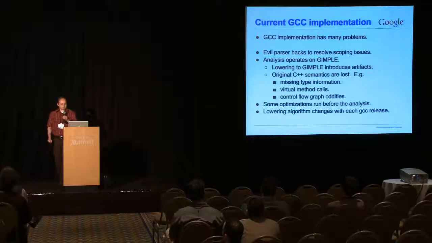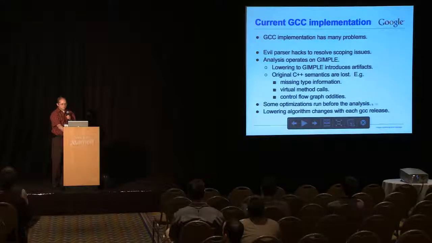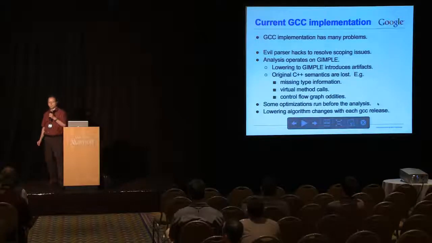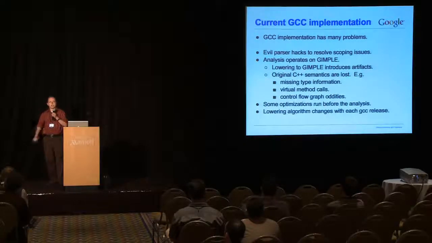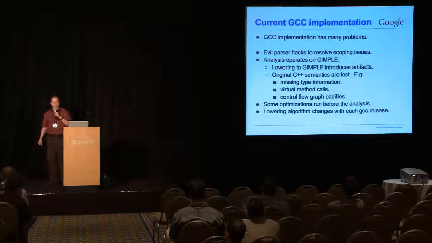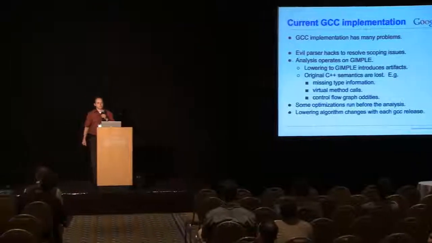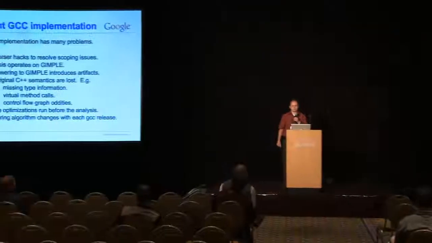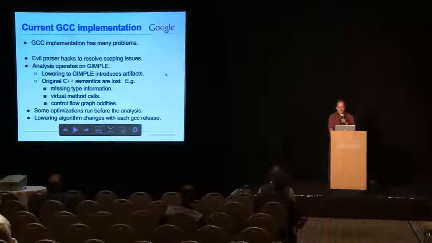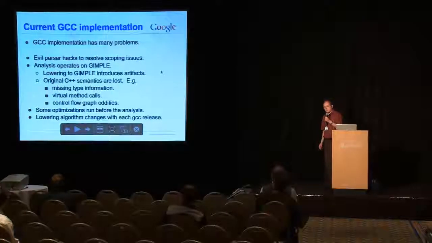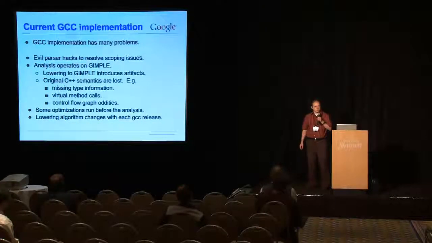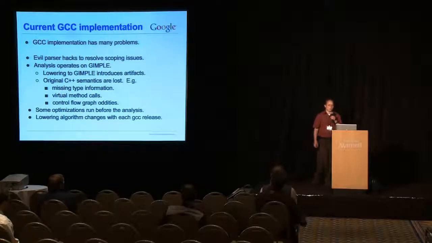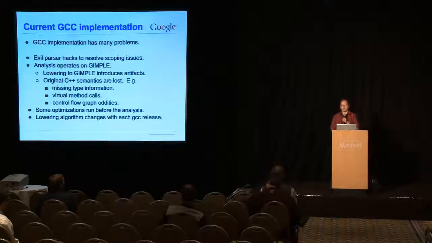We also get fun optimizations that are declared as local optimizations that are supposed to run after the analysis but have non-local effects on the whole program, thus effectively running before the analysis and confusing things. And the last fun part of working with GCC is the lowering algorithm changes dramatically with every new release. So every time upstream releases a new version, suddenly we get thousands and thousands of false positives in the analysis.